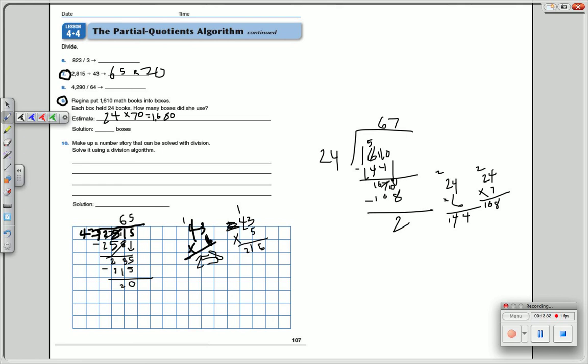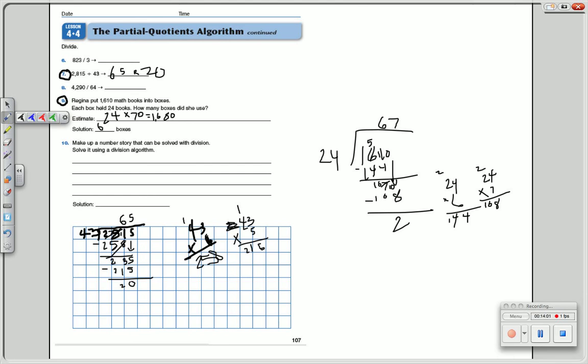Okay, so you can see I showed my work off to the side there. I found that 1,610 divided by 24 gives me 67 with a remainder of 2. Now I got to figure out what to do with the remainder. If I look at the question, it says how many boxes did she use? Well, she used 67 but had 2 left over, and I know if she's putting these math books into boxes, she's not just going to leave 2 out.